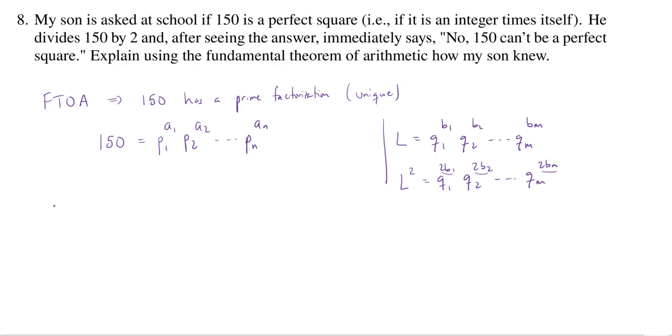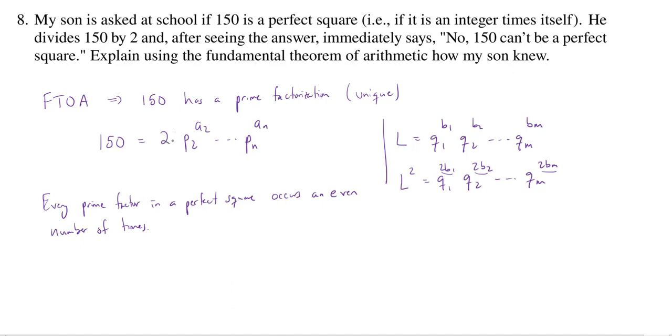So we'll say every prime factor in a perfect square occurs an even number of times. So 150 has this generic prime factorization, but actually my son divided by 2 because he said, oh, 150 is even. So one of these primes is actually 2.